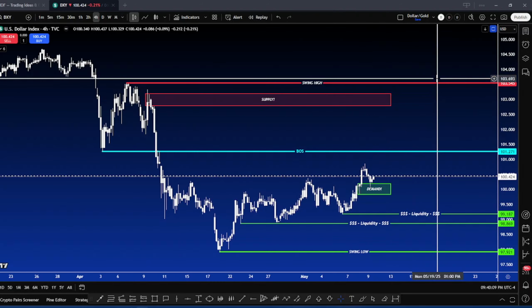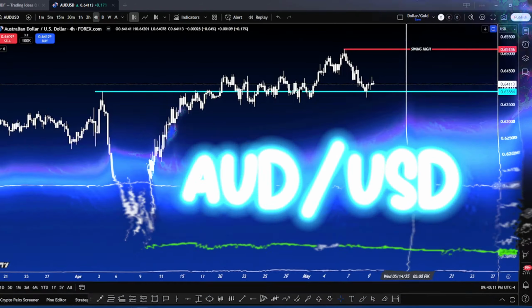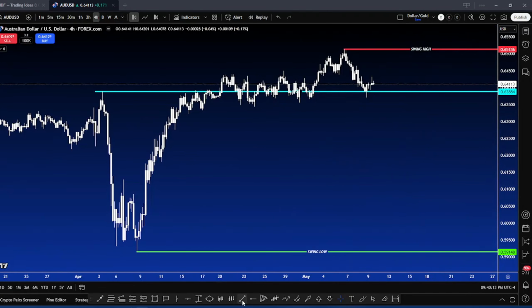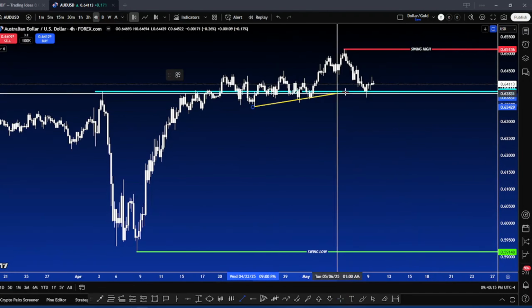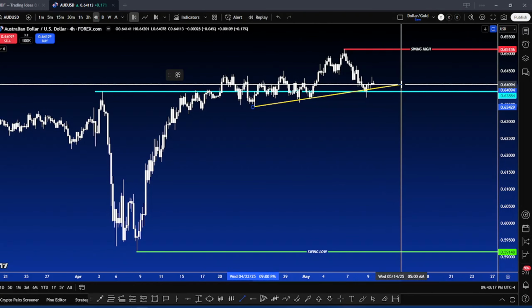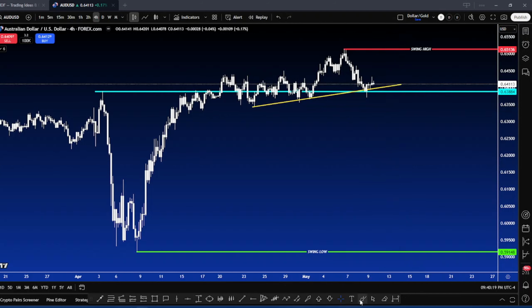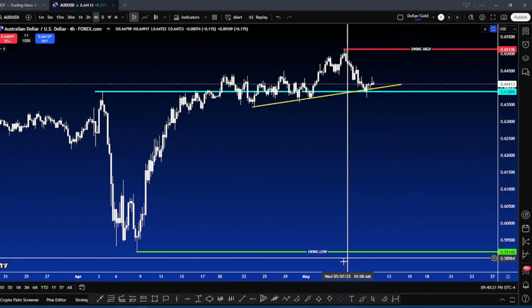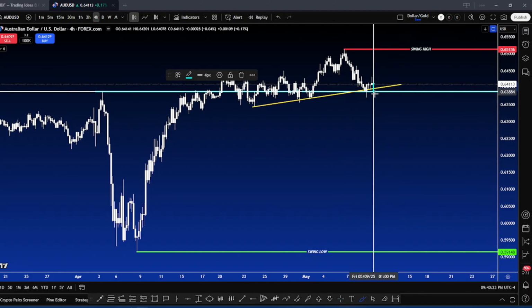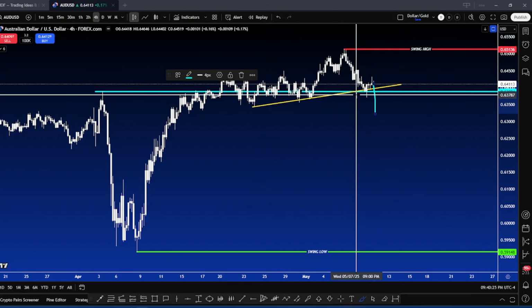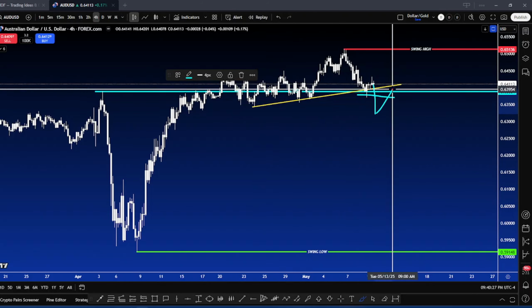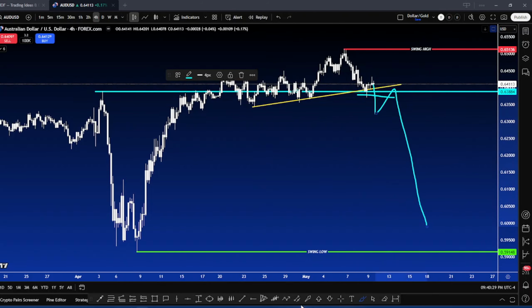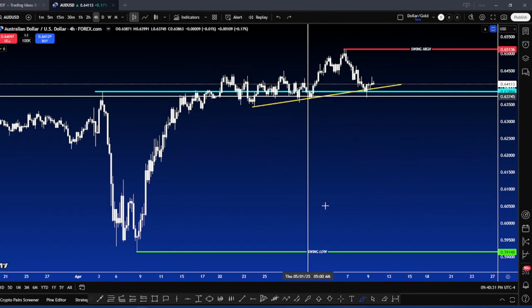All right, going over to Aussie dollar, guys. I'm bearish on the Aussie dollar. We got a nice trend line that is holding right now. But once it breaks that, it'll give us something like this. Give you guys a little visual. We break that low right about here, come back and retest, and then we drop all the way down to the ground. All right, bearish on the Aussie dollar.